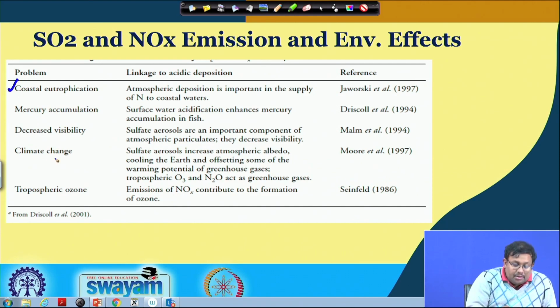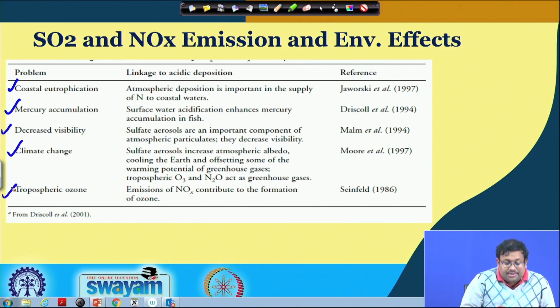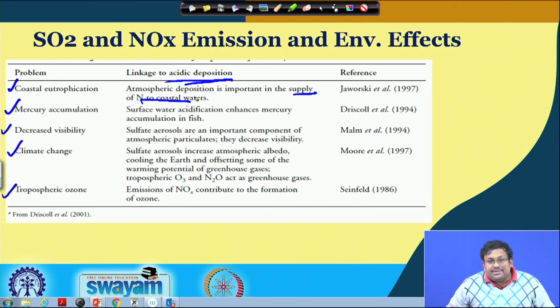For example, you can see coastal eutrophication, mercury accumulation, decreased visibility, climate change and tropospheric ozone. Obviously, each of these has some linkage with acid deposition. Coastal eutrophication is related to acid deposition because atmospheric deposition supplies nitrogen to the coastal waters. So, when there is atmospheric deposition of acid rain, it supplies nitrogen to the coastal waters, which further causes coastal eutrophication by producing algal blooms.